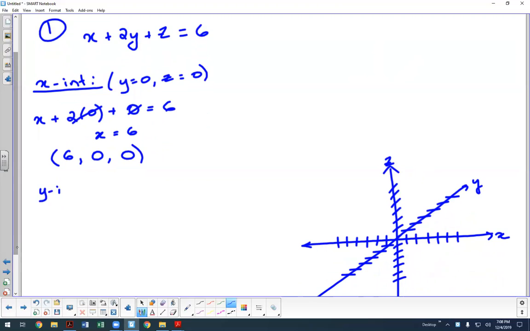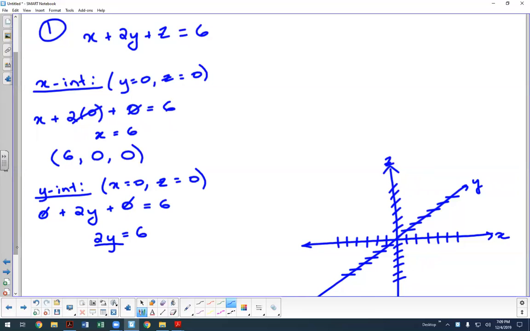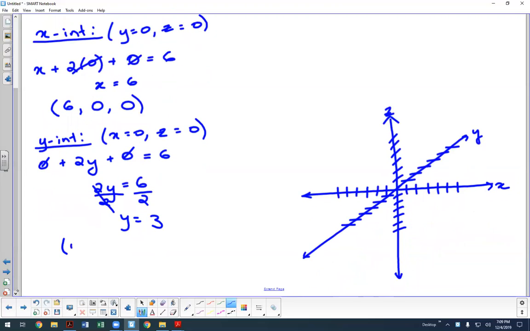Same way, find your Y-intercept. If we're finding the Y-intercept, that means X is 0 and Z is 0. That will be 0 plus 2Y plus 0 equals 6. So what's your Y? It will be 3. So that ordered triple will be 0, 3, 0.